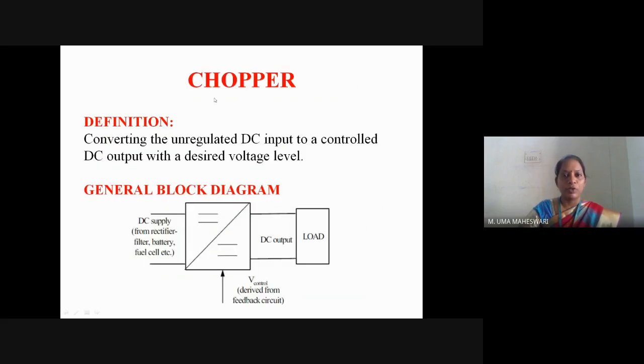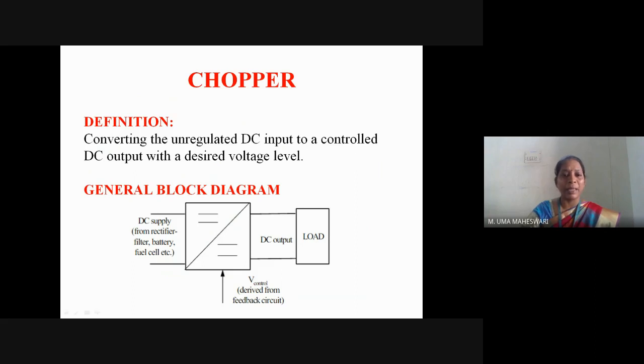Today's topic, chopper. What is a chopper? The chopper is a circuit where we are able to convert fixed DC to variable DC. So converting the unregulated DC input to a controlled DC output with the desired voltage level is known as chopper. So this is the general block diagram definition of the chopper, where the input is the DC supply.